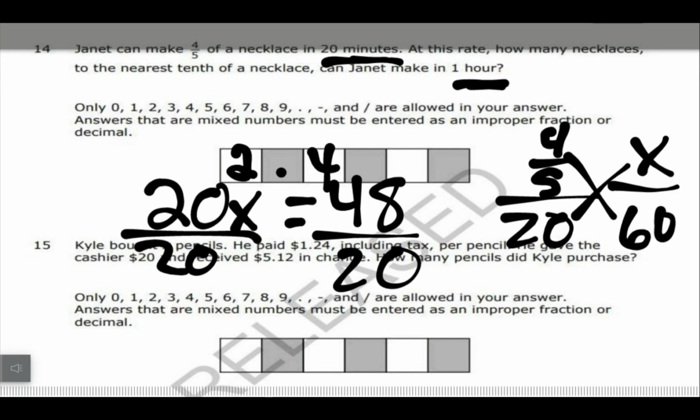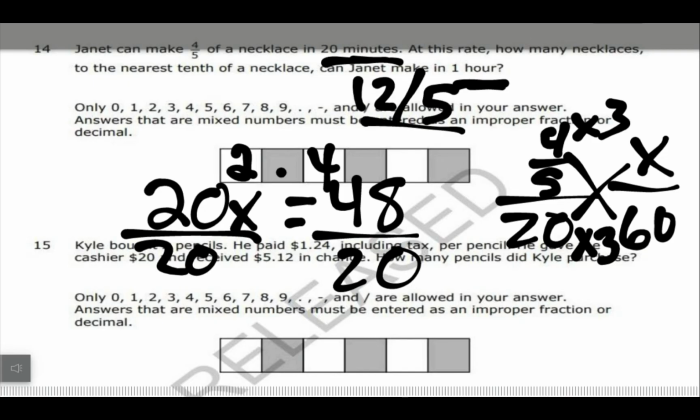All right, the other way you can do it, if you think about it, 20 times 3 is 60. So I can also just take 4/5 and times it by 3. All right, you would get an improper fraction if you did that. Okay, it would be 12/5, and that's how you would write it in the box here.